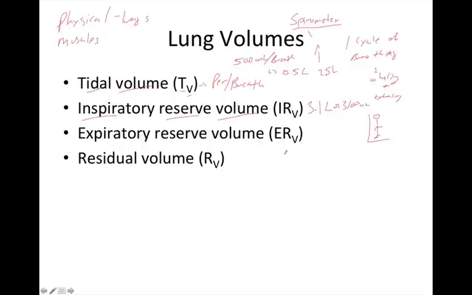So obviously, if we're only taking in half a liter of air per breath, and there's a certain volume of air we can bring in beyond tidal volume, logic would dictate that there's a certain volume of air we can exhale beyond tidal volume as well. And that's what expiratory reserve is. Okay? And basically the average value for expiratory reserve is 1.2 liters, or 1,200 milliliters.